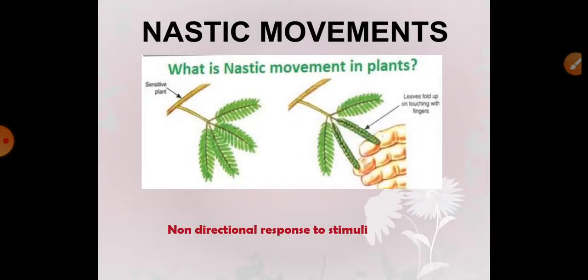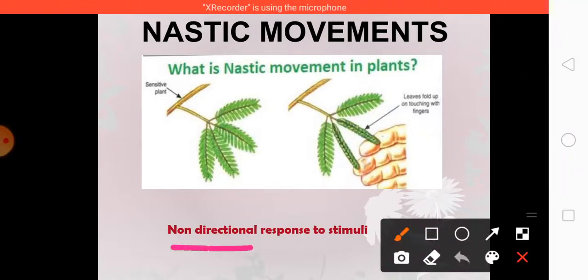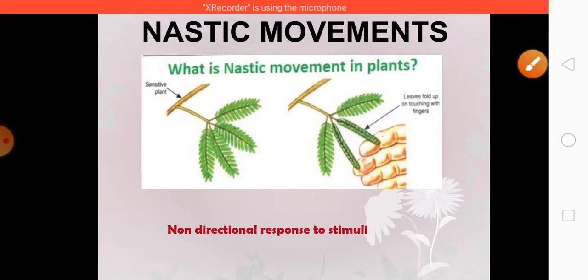The second movement which we are going to see in this lesson is nastic movement. What is nastic movement in plants? It is a non-directional response to stimuli. So here is the response of a plant or a part of a plant to stimuli. You can see this touch me not plant. When we touch it, it gives a nastic movement. The leaves fold on touching with the fingers.